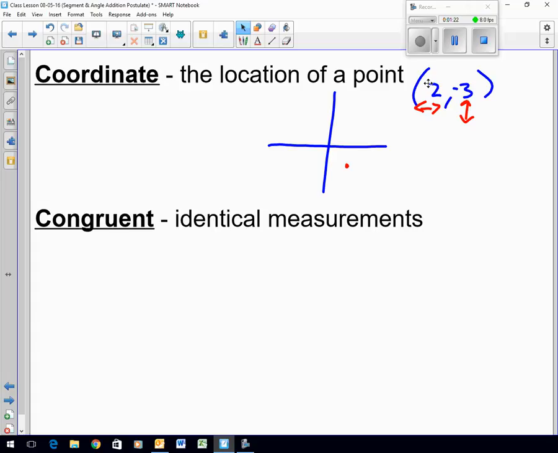Okay? Congruent means identical. Everybody say this with me. Congruent means identical. Now this time everybody really say it with me. Here we go. Congruent means identical. What does congruent mean? Identical. Be exact same. Congruent means be exact same. Okay?